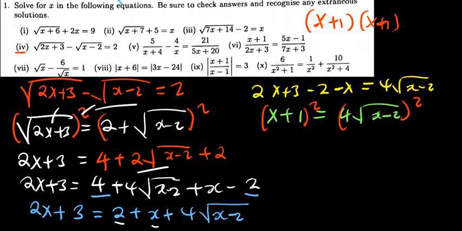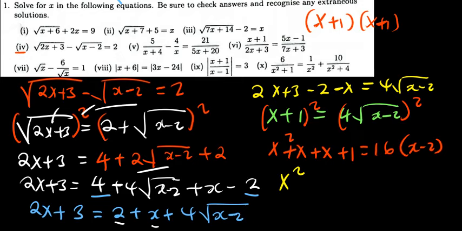So it is x times x, which is x squared. x times 1 is plus x. 1 times x is x. Then 1 times 1 is 1. Then here is 4 times 4 is 16. This one times, if I square it, meaning the square root has gone, like that. So this is going to be x squared. x plus x is 2x plus 1. So this will be 16x minus 16 times 2 is 32.